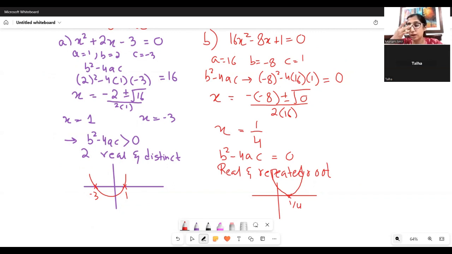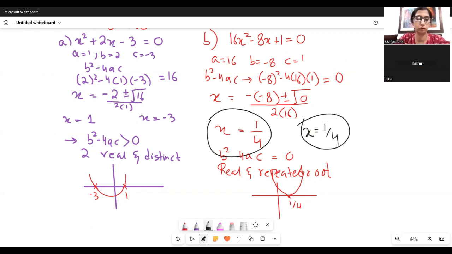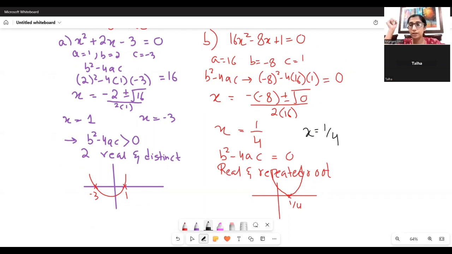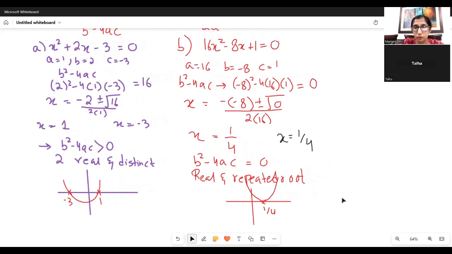That is why there is actually one answer, but since it's a quadratic equation, we say that the answers are repeated. So both the values of x are 1 by 4. The first one is also 1 by 4, and the second one is also 1 by 4. That's why we're not saying it's a single root. It is repeated roots. Both the answers of x are the same. Okay, that was the case when the discriminant is equal to 0.